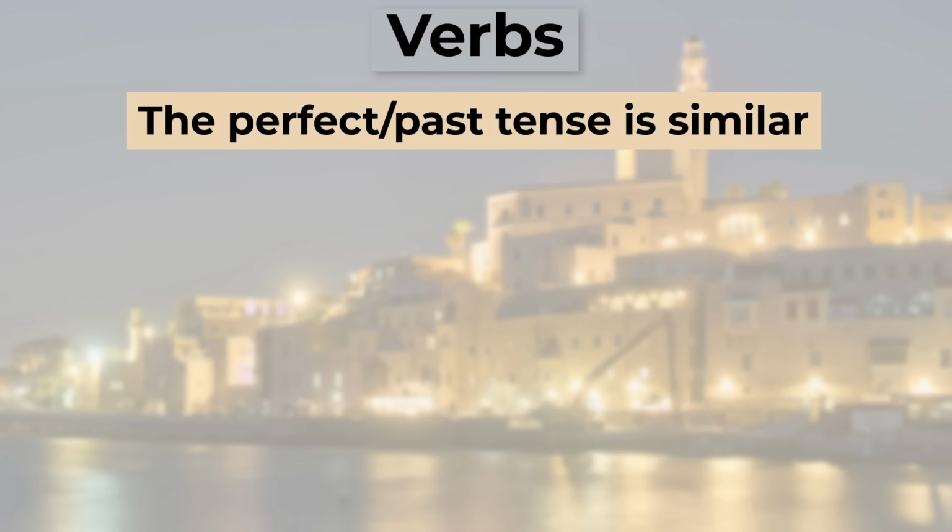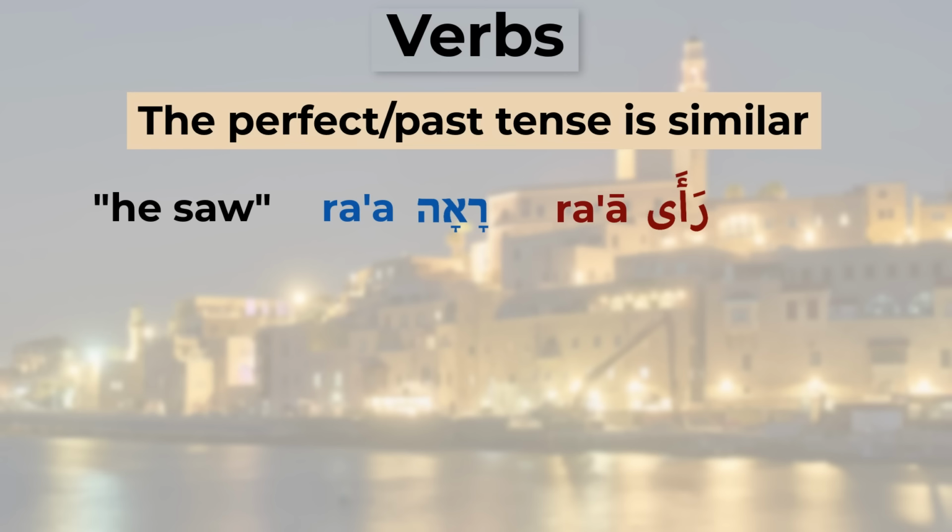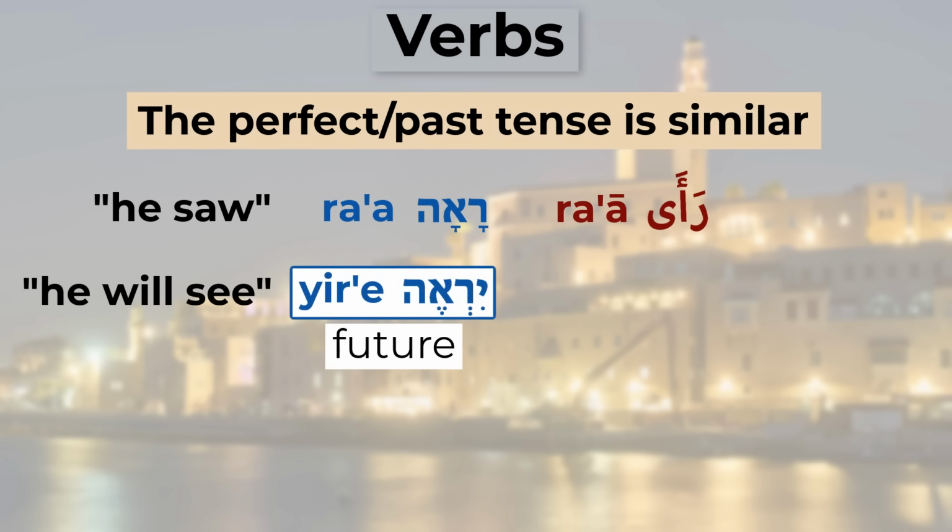We saw some examples before, like he saw, ra'a in Hebrew and ra'a in standard Arabic. In modern Hebrew, this form of the verb, with the subject indicated by a prefix and in some cases an additional suffix, is future tense. He will see. It was a little different in biblical Hebrew, but we'll focus on modern Hebrew right now.